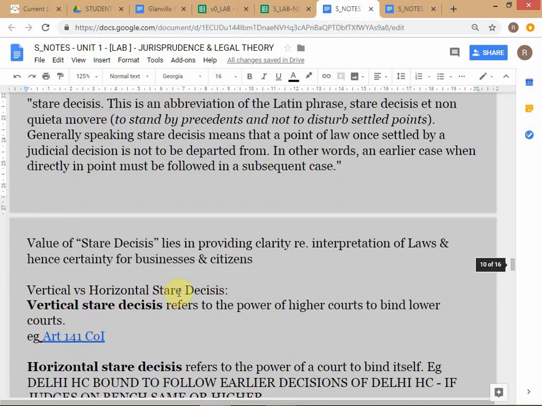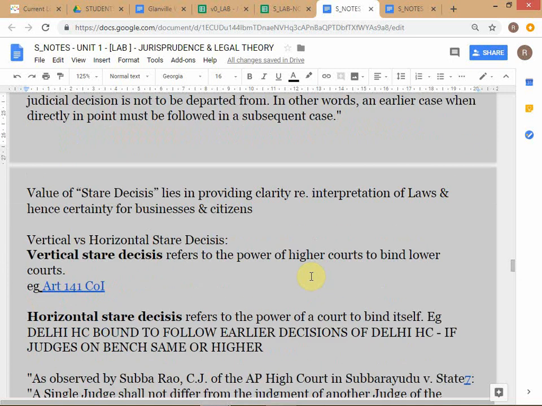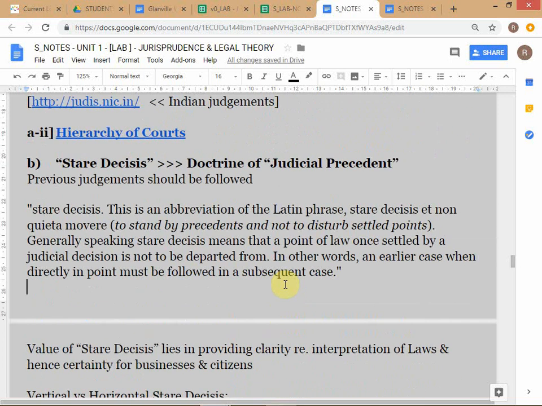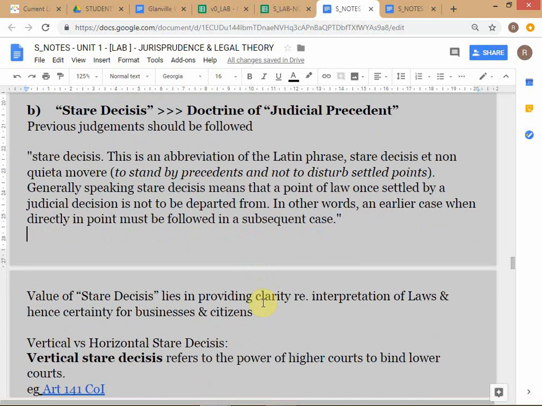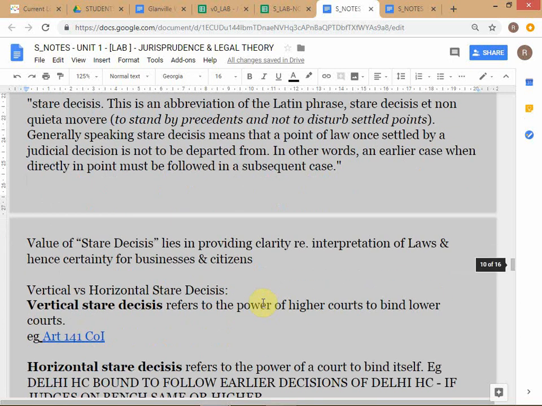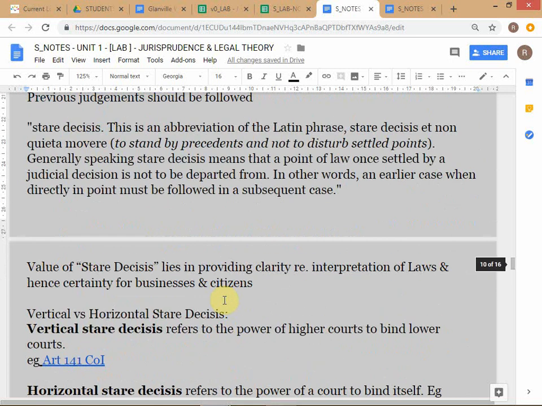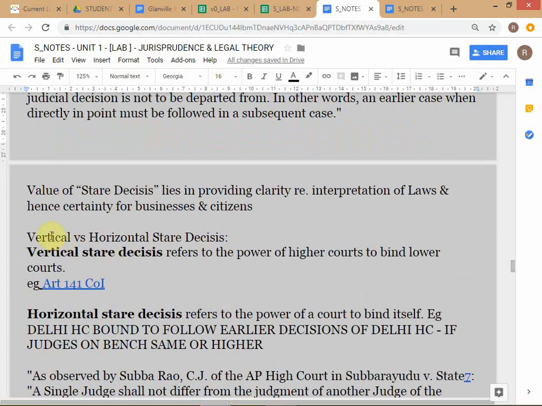Okay, so the role of the legal system is important in fostering a stable and predictable environment, and hence you can connect this to the idea of stare decisis. Hence we have a requirement that we don't want to disturb previous decisions, and we want to be consistent in the way we decide cases. Okay, so this is broadly the idea of stare decisis. Now, there are two other terms that we need to learn: vertical versus horizontal stare decisis.